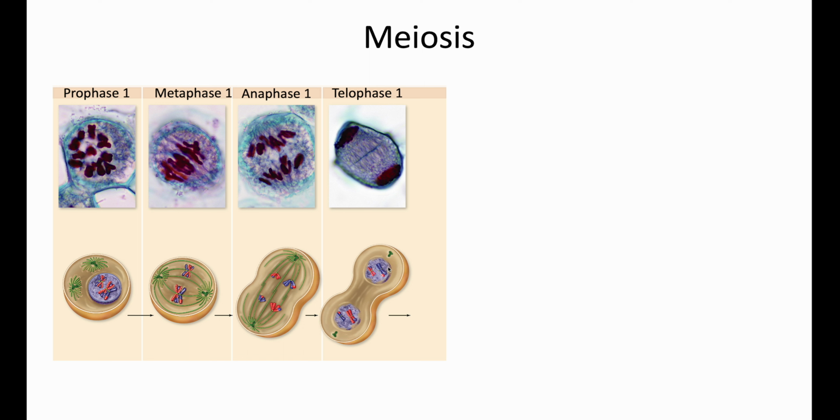And then you end up at the end of Meiosis I with 2 cells. Each cell has 2 chromosomes rather than the 4 chromosomes that you started with. So Meiosis I is what we refer to as a reduction division. It's where you go from a diploid cell at the beginning of Meiosis I to 2 haploid cells having half the number of chromosomes at the end of Meiosis I.